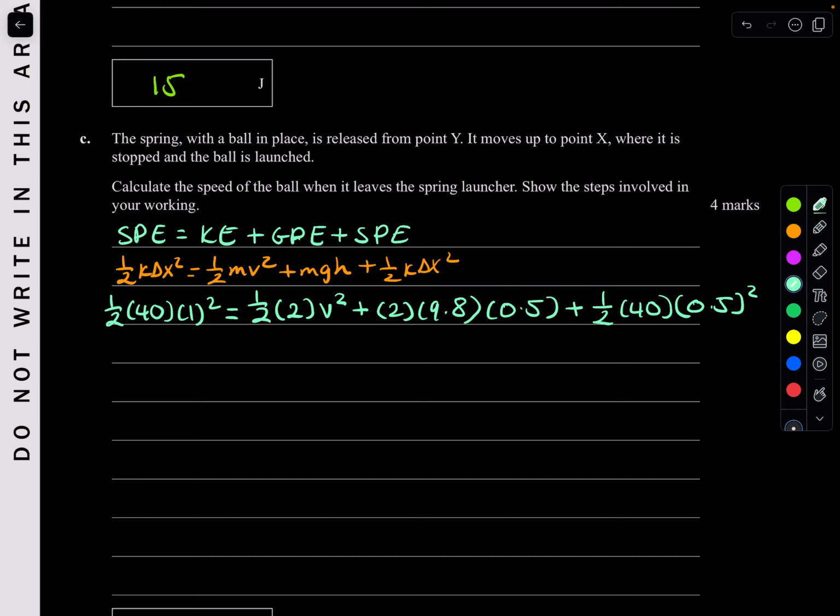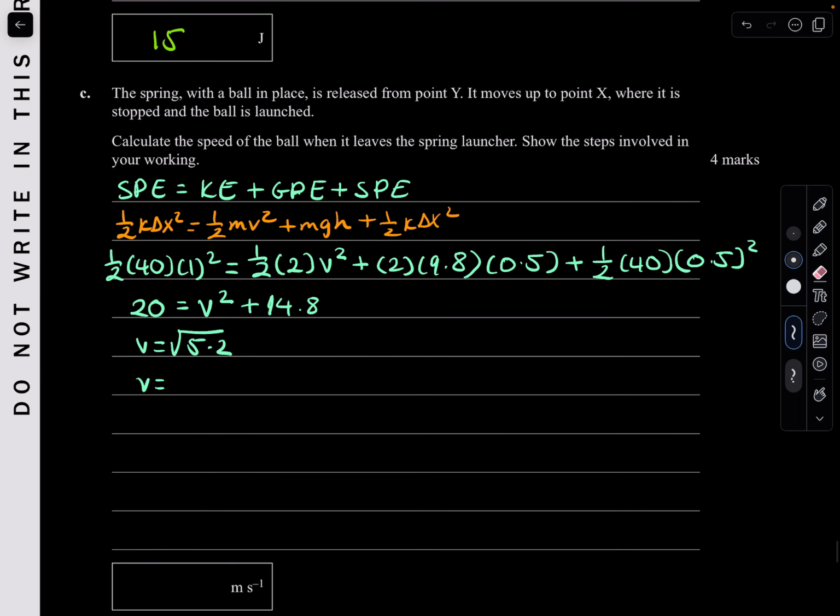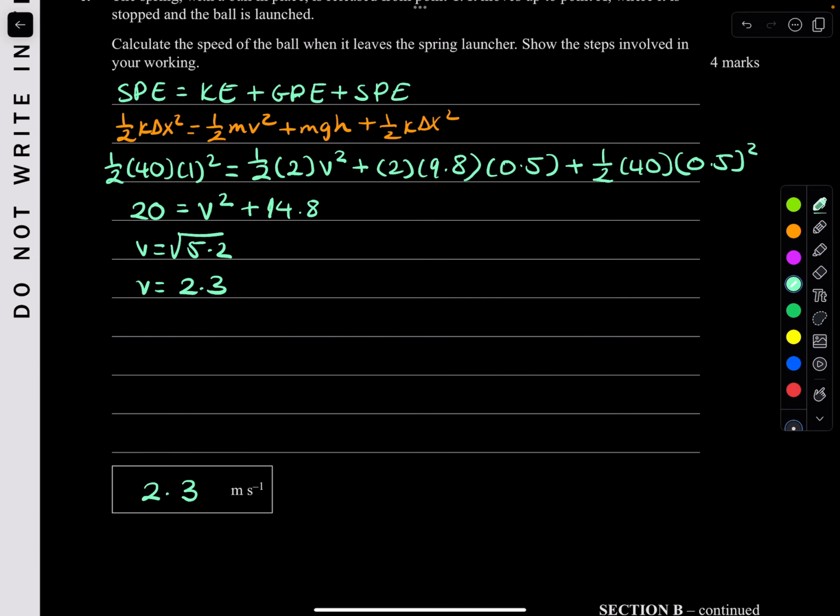And so let's calculate that. This will be 20 equal to v squared plus the other terms: 2, 9.8, 0.5, 0.5, 40, 0.5 squared. That's going to give me 14.8. So velocity is equal to the square root of 5.2, which gives me, to 2 significant figures, 2.3. So we'll go at 2.3 meters per second. That will be the velocity that the ball will be launched.